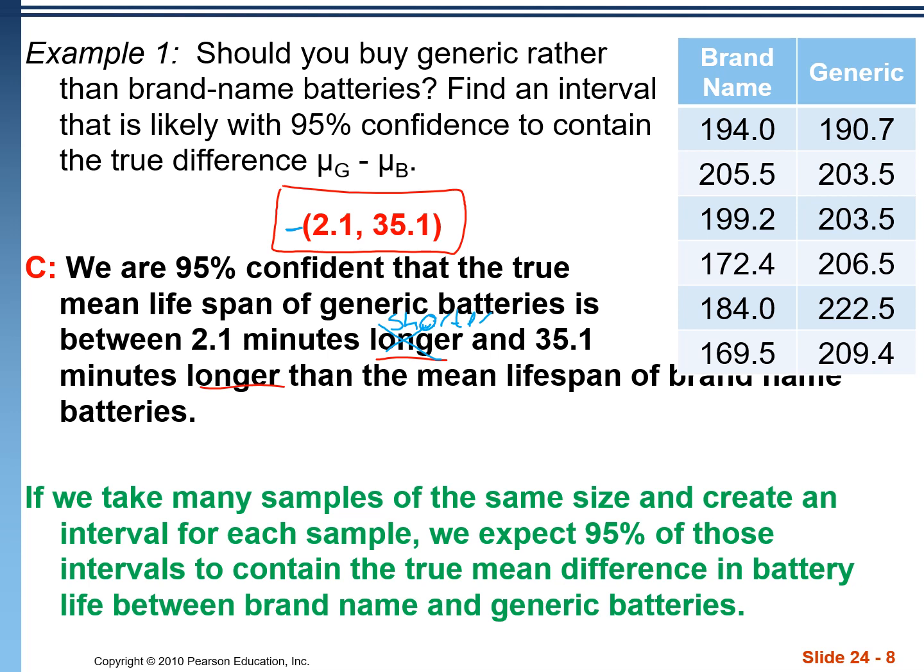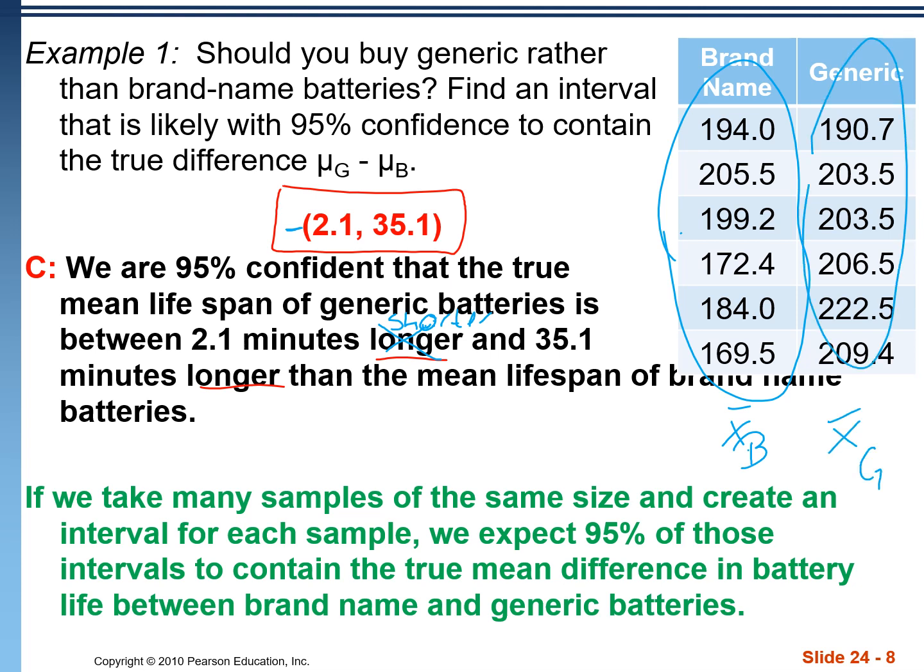Every time we took another sample of 6 batteries, we're going to get another X bar. Same thing here, we get another X bar for the generic ones, which is going to change these numbers. These numbers aren't special at all. Notice that these numbers aren't anywhere in this green sentence. All that we're saying is that if we did this a whole bunch of times, while these numbers will change pretty much every time, in 95% of our intervals, the population mean difference is going to be between those two numbers.